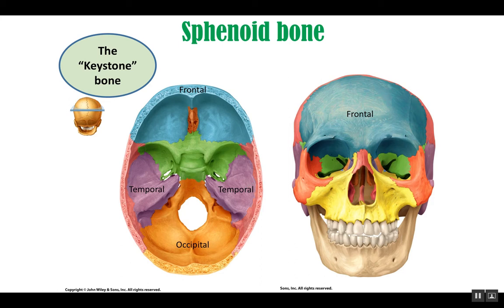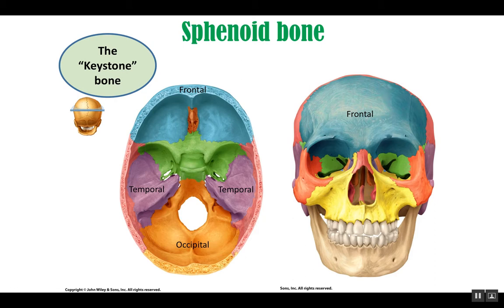The sphenoid bone lies at the middle part of the base of the skull. So the sphenoid bone is pretty centrally located in the skull. It forms the bottom portion of the cranial cavity, or the inferior portion of the cranial cavity. It also extends out a little bit to the lateral side of the skull, and it forms a portion of the orbits.